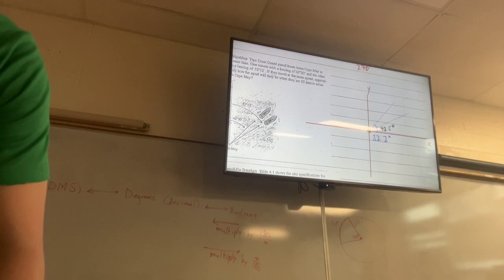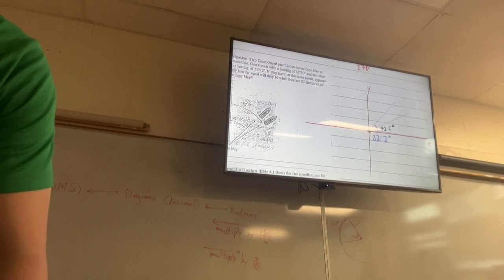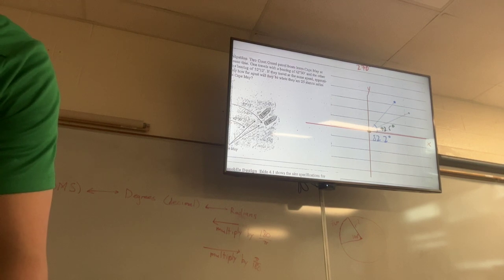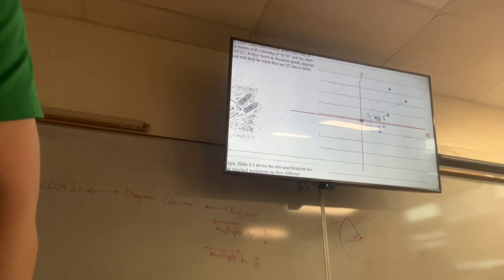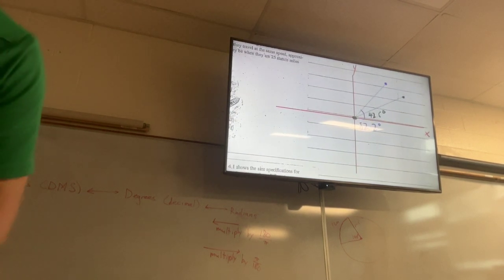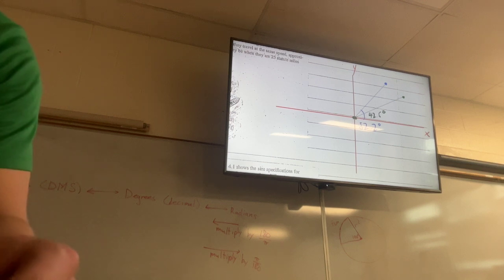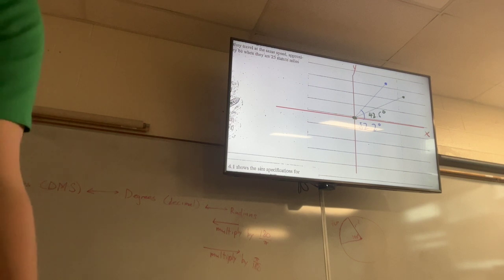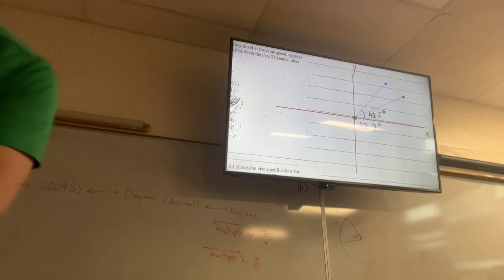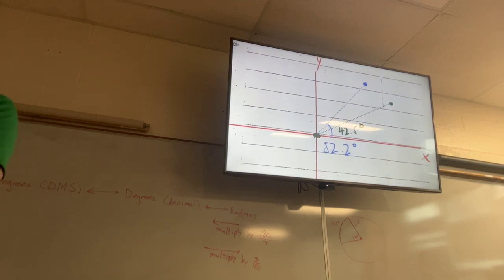And what they want, so here's where the blue ship is, here's where the green ship is. They want to know approximately how far apart they'll be. Anyone realize what formula we're going to use? Arc length, yep, exactly. So there's some angle, right? The distance between them is approximately the same as the arc length between them, s.